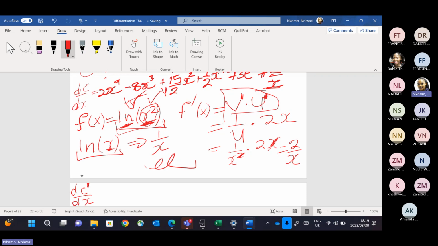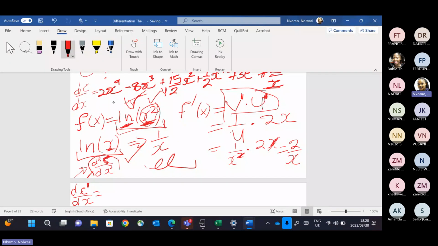Okay, this part, either I write it as d squared c over d x squared. This is the same thing. It means the same thing. Here it means we differentiate c twice. But we know the first derivative, we've differentiated once already. So there's no need to find the first derivative again. We can just differentiate the first derivative to get the second derivative, right?